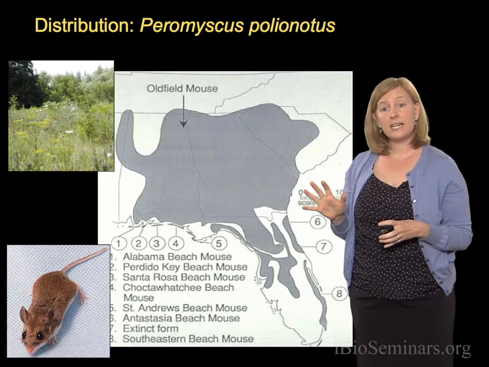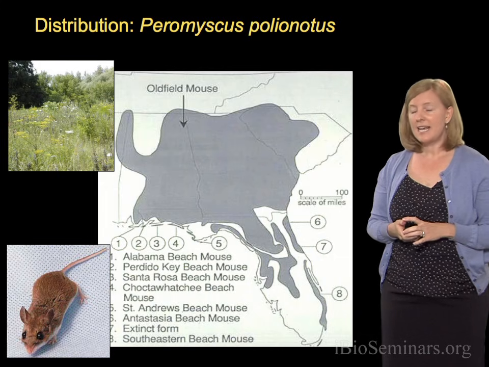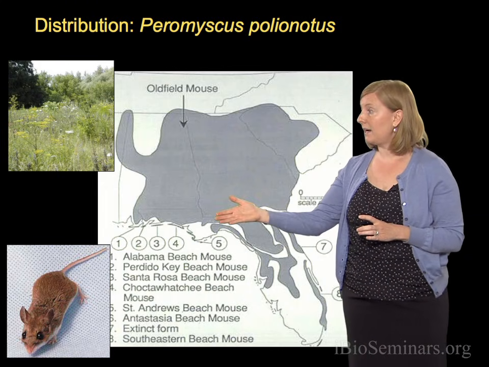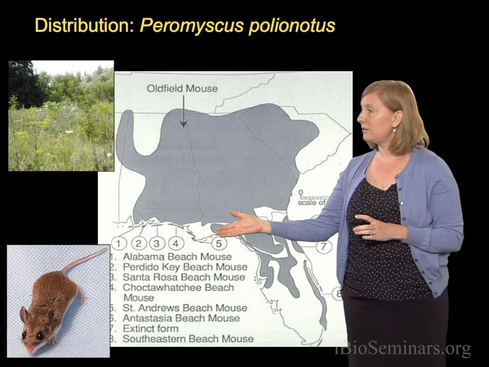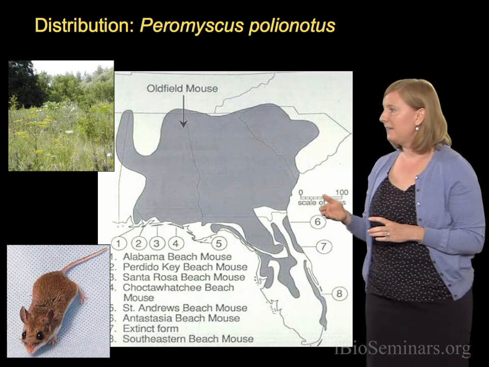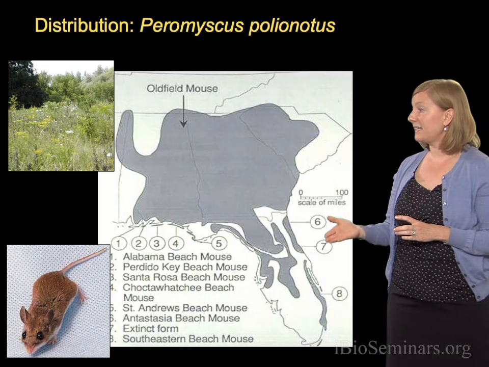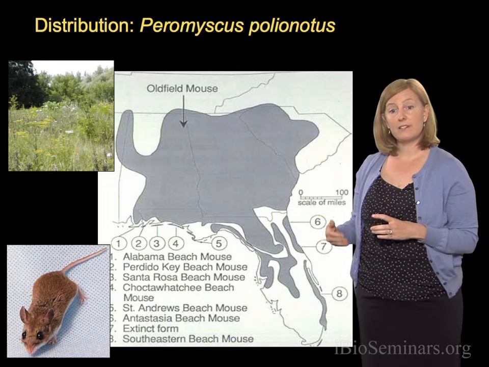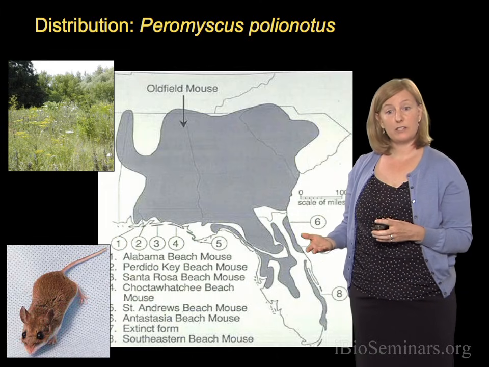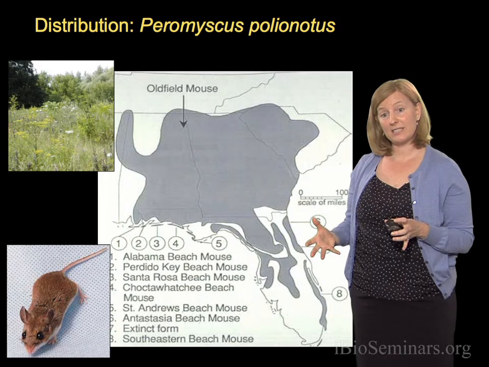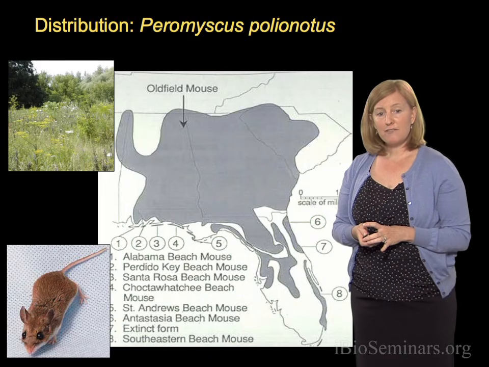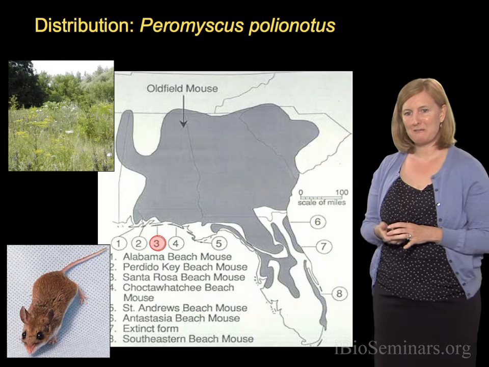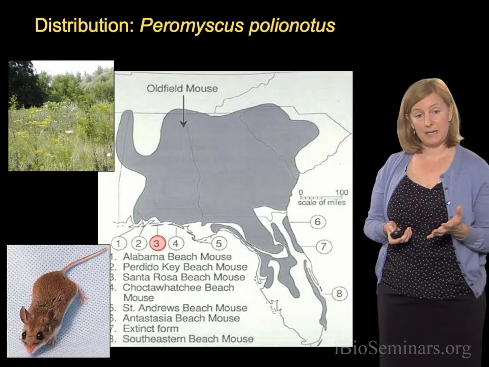But what's particularly interesting to us about these mice is that they've recently invaded these sandbar islands and sandy dune habitats on the Gulf Coast of Florida, as well as the Atlantic coast of Florida. So each one of these numbers on this map refers to a different subspecies of what I'll refer to as beach mice, because the mice actually live on the beach. Now, for the first part of the story, I'm going to focus on one of these subspecies, here number 3, and that is the Santa Rosa Island beach mouse.